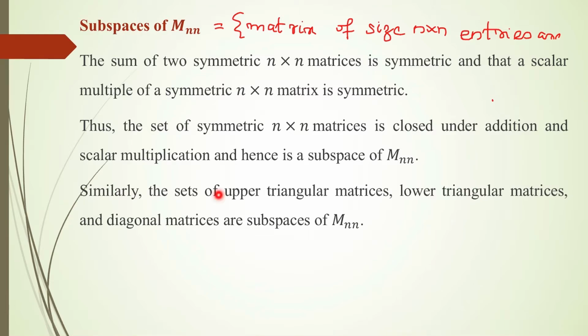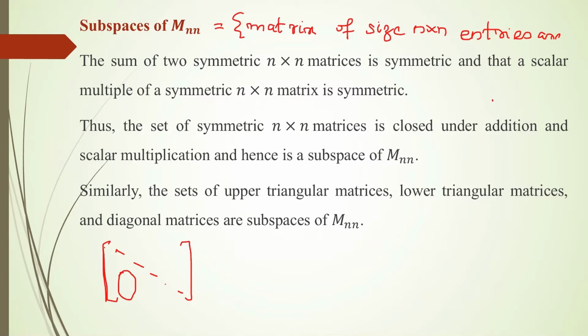The set of all upper triangular matrices. Upper triangular matrices means, suppose we have an n by n matrix, and here you will have diagonal entries, and any entry below the diagonal is 0. Such matrices are known as upper triangular matrices. If you add two upper triangular matrices, you will get another upper triangular matrix. If you multiply an upper triangular matrix with some scalar k, still you will get an upper triangular matrix.